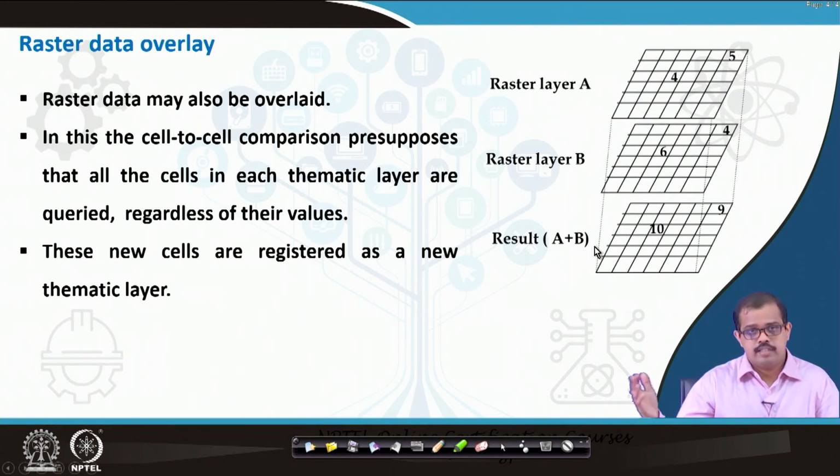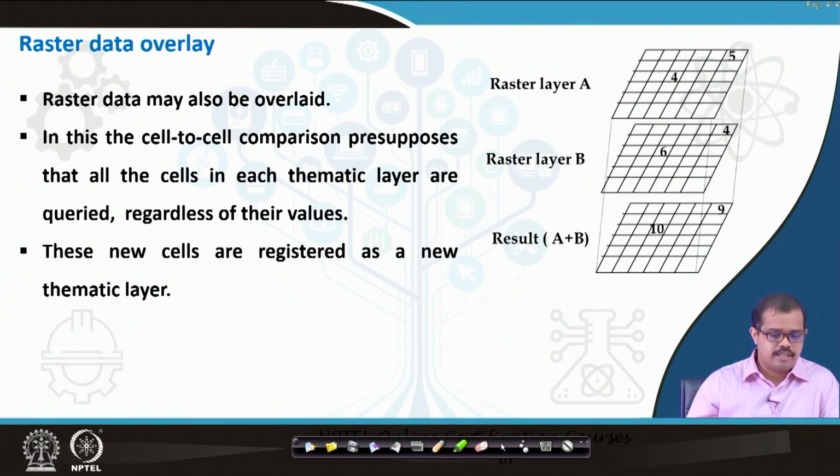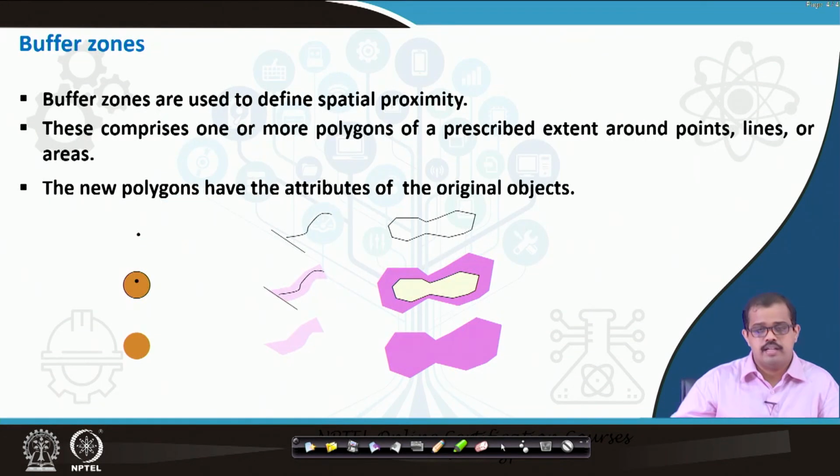Then I spoke about the raster data overlay. It is a cell to cell comparison, which works on cells based on the thematic layer. New cells are registered as a new thematic layer. Whenever you create new cells, normally it is a new thematic layer.